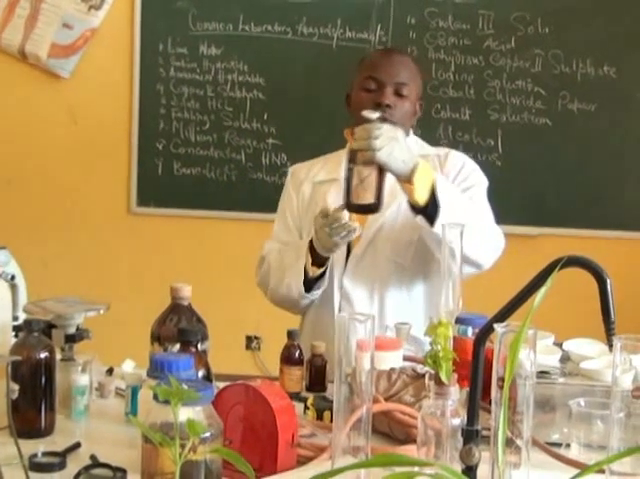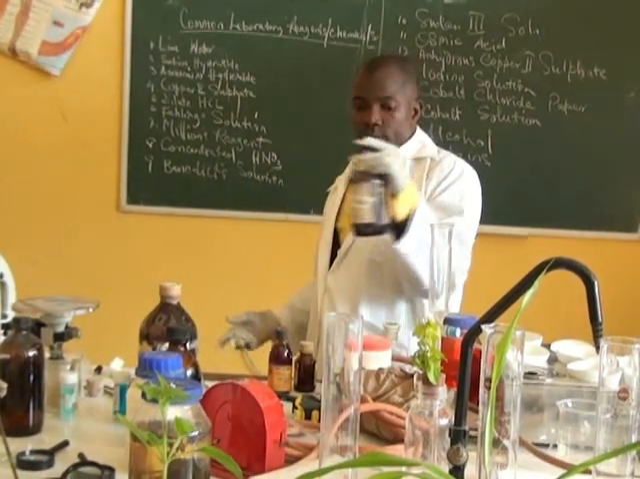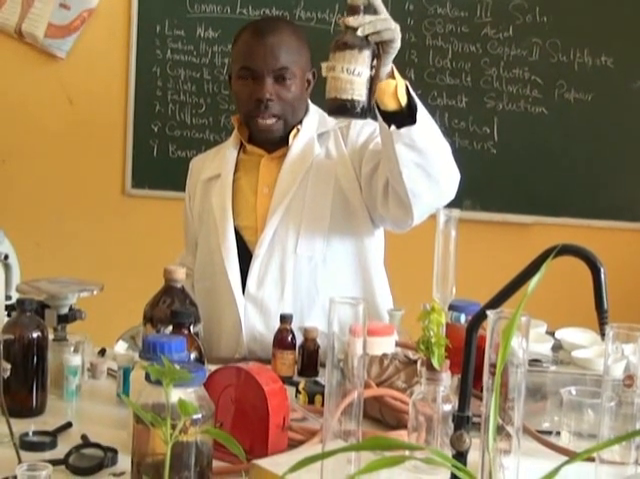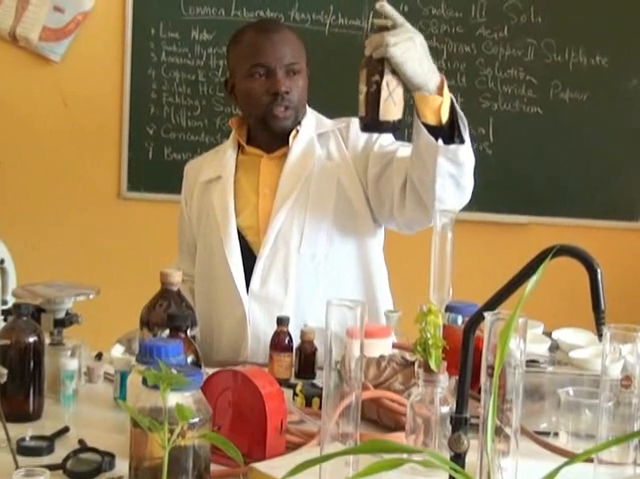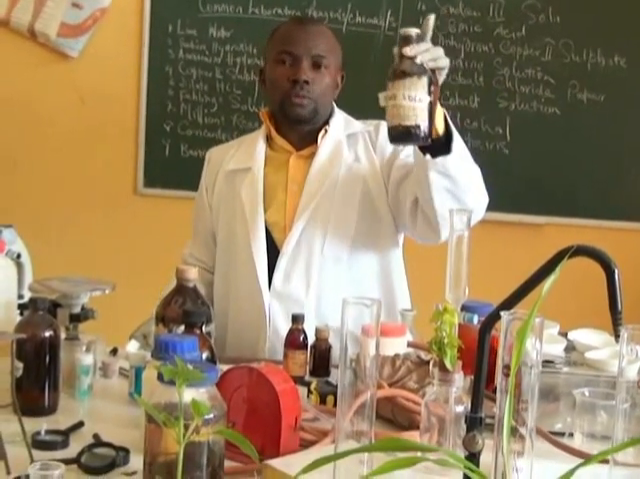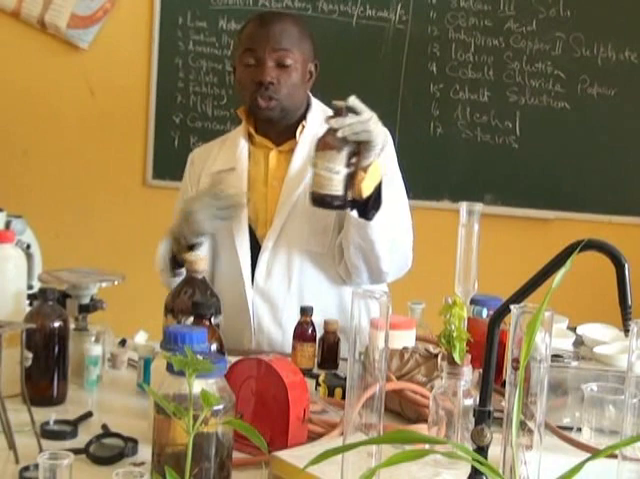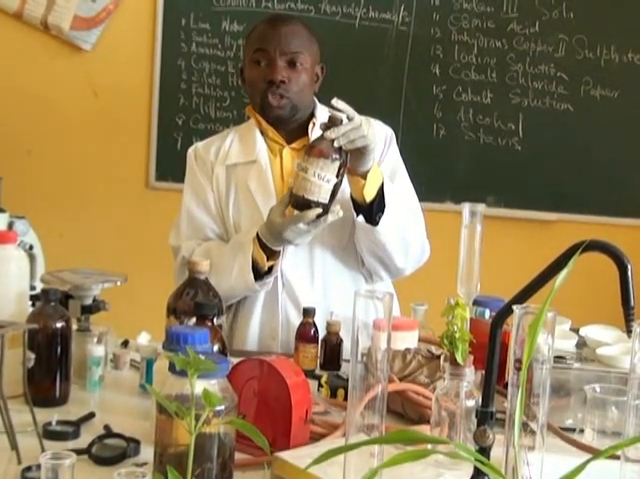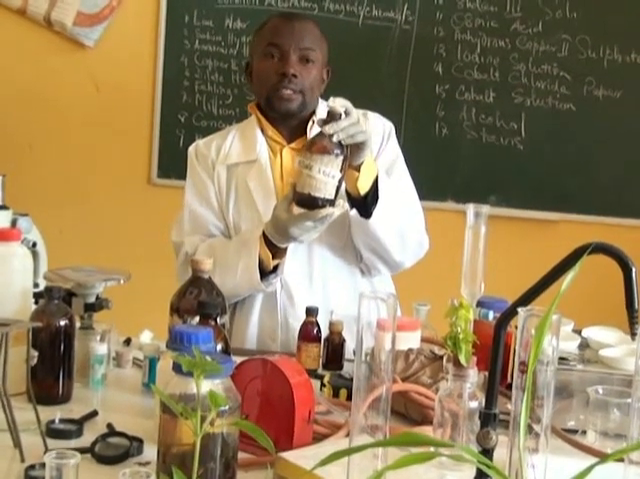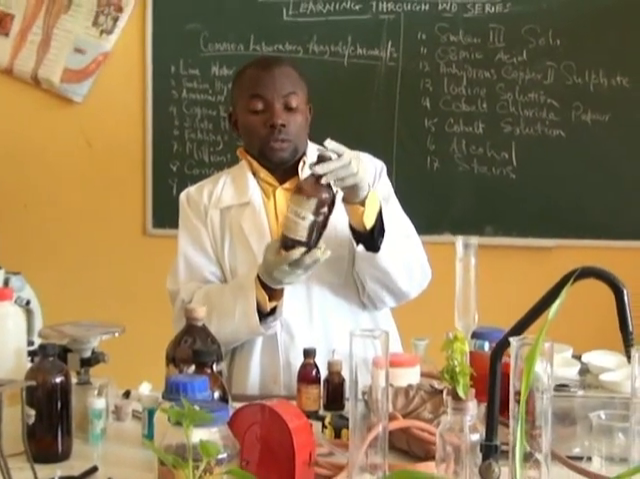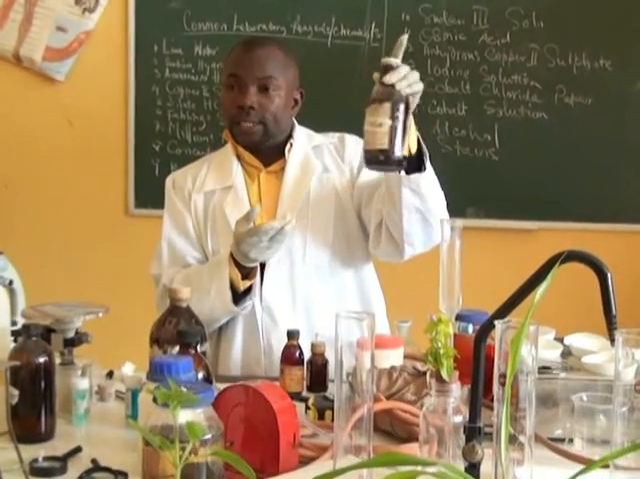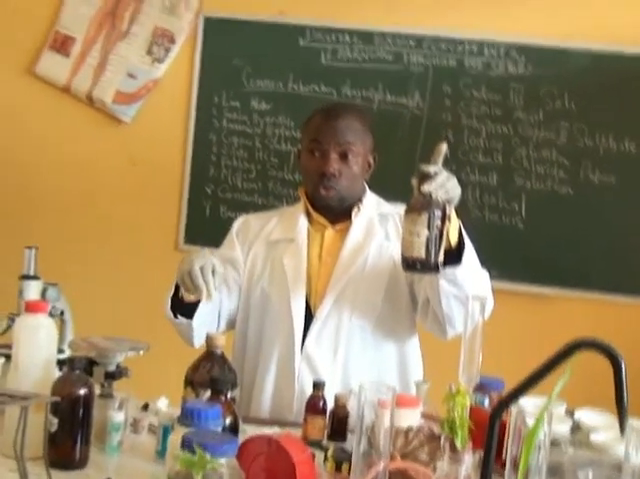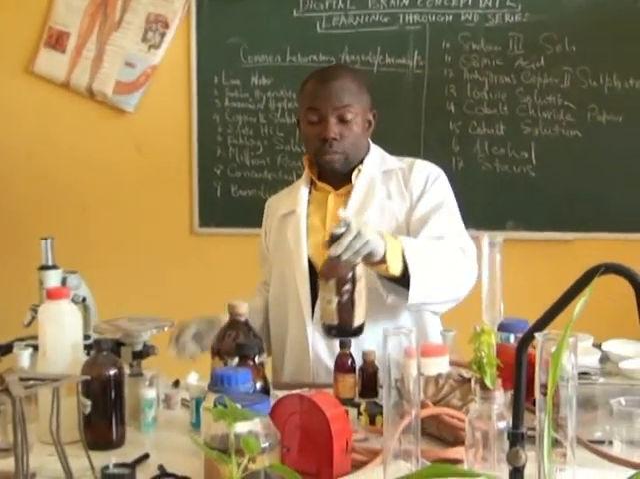Now, this is iodine. We use iodine to test for the presence of starch. When iodine is applied to a food substance that contains starch, it turns blue-black. The blue-black coloration is an indication of a positive iodine test. We also use iodine as a stain. We use it to color some biological specimens during microscopy.